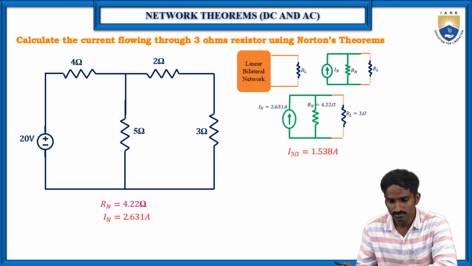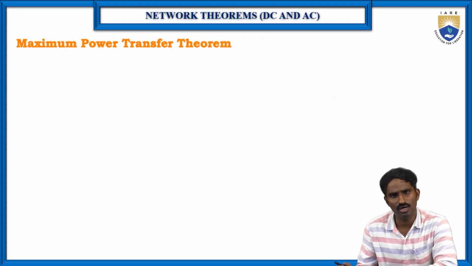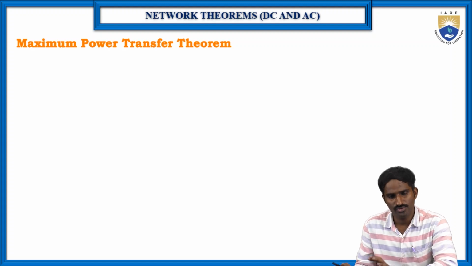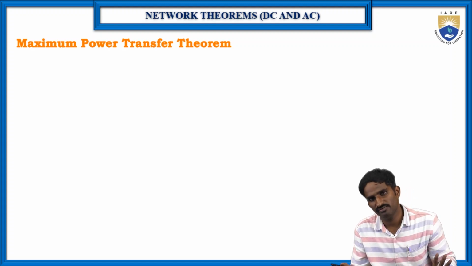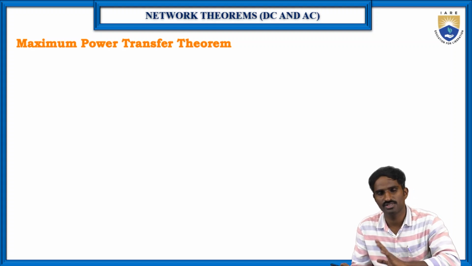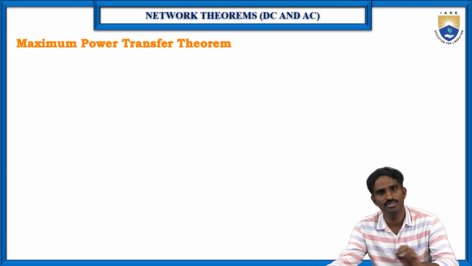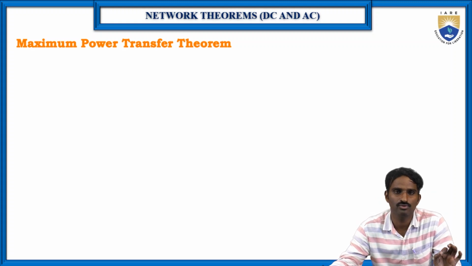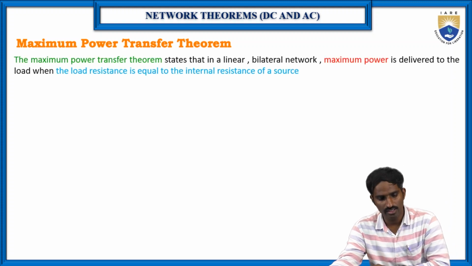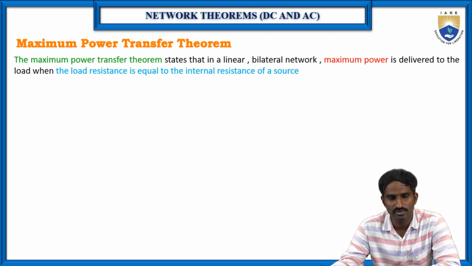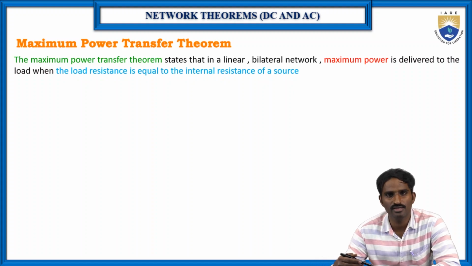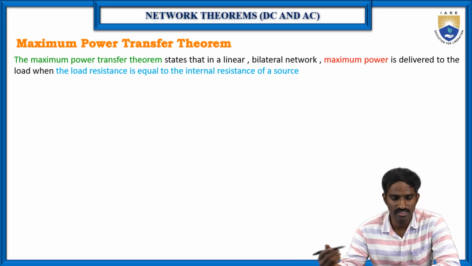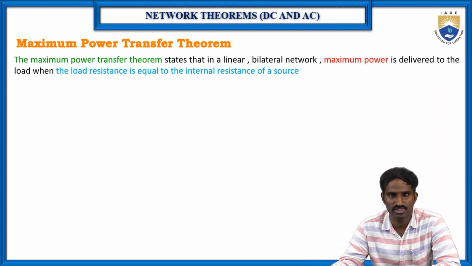In the maximum power transfer theorem also, the procedure is almost the same as Thevenin's theorem. That's why the Thevenin's theorem procedure is very, very important. Everybody should know how to find V Thevenin and how to find R Thevenin. According to the maximum power transfer theorem, we get the condition at which maximum power will flow through the load resistance. That is what the maximum power transfer theorem states.